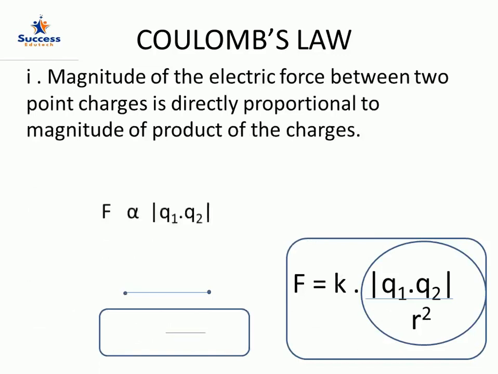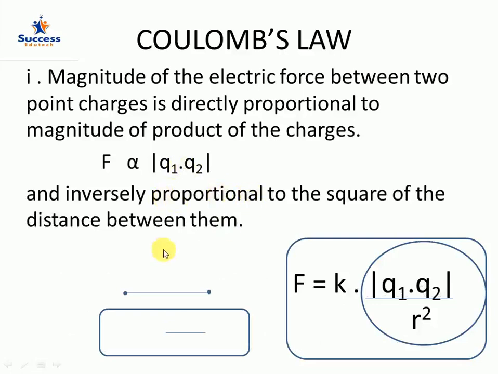Now, what is Coulomb's law? Coulomb's law states that the magnitude of the force between two point charges is directly proportional to the magnitude of the product of charges, that is Q1 into Q2, and it is inversely proportional to the square of the distance between them. So if this is Q1 charge and this is Q2, then R is the distance between them.